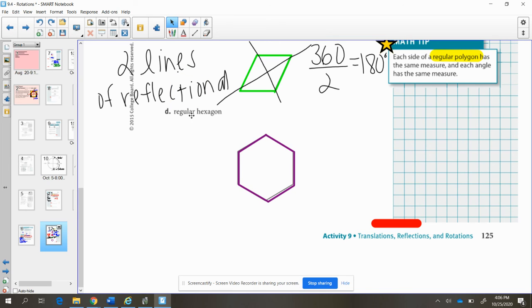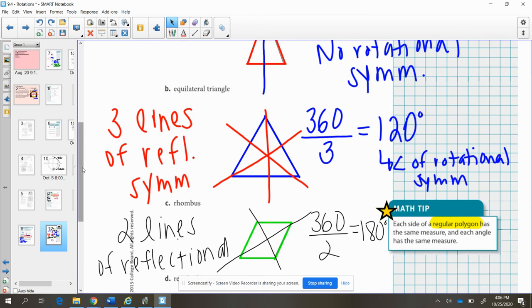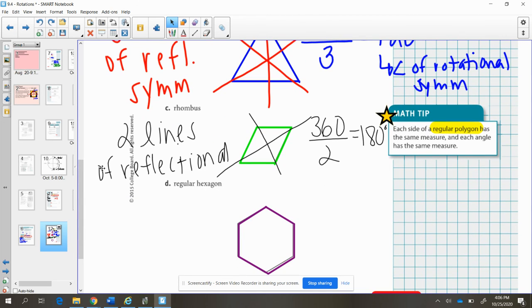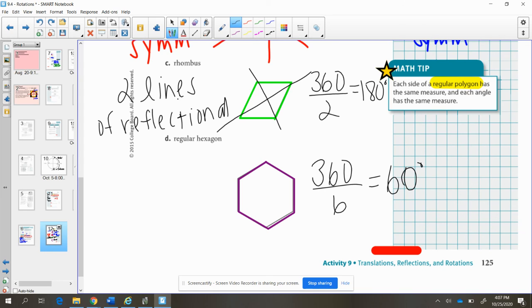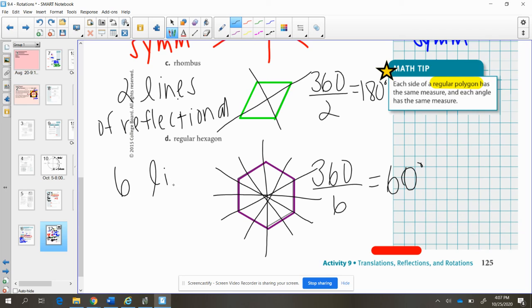All right, last but not least, we have a regular hexagon. And a regular polygon, similar to the equilateral triangle, is a polygon whose sides and angles all have the same measure. So notice all 6 sides and all 6 angles are the same size here. We can turn this 1, 2, 3, 4, 5, and 6 times, and this is going to look like itself. So the angle of rotational symmetry is going to be 360 divided by 6, so 60 degrees. And we know there are going to be 6 lines of reflectional symmetry we can draw in.